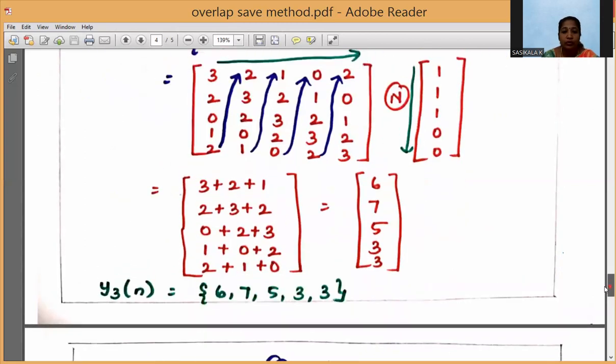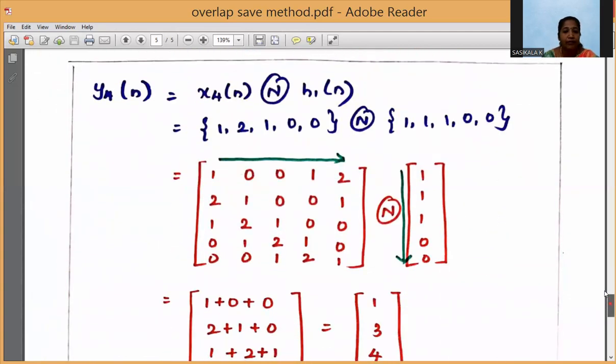Now row by column multiplication. So 3 into 1 plus 2 into 1 plus 1 into 1 for the first row. And for the second row, 2 into 1 plus 3 into 1 plus 2 into 1. And for the third row, 0 into 1 plus 2 into 1 plus 3 into 1. For the fourth row, 1 into 1 plus 0 into 1 plus 2 into 1. And for the fifth row, 2 into 1 plus 1 into 1 plus 0 into 1. So I've got 6, 7, 5, 3, 3 to be y3 of n.